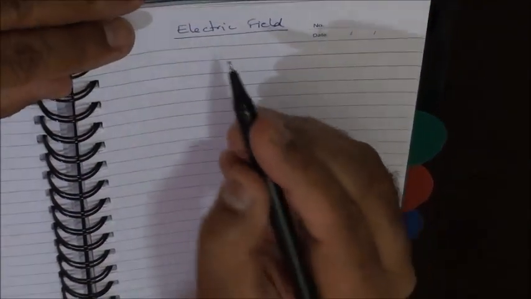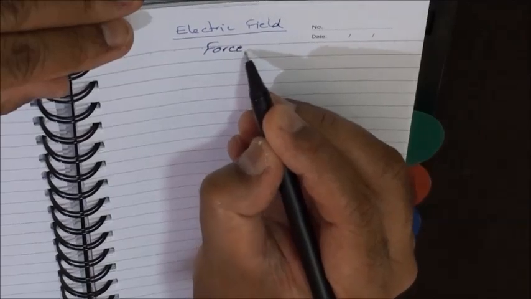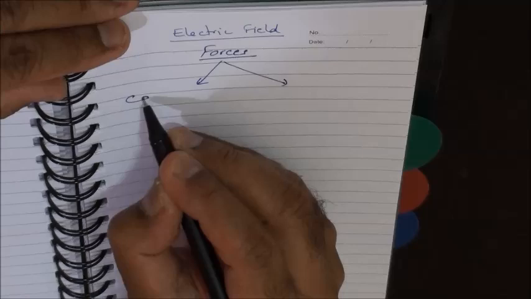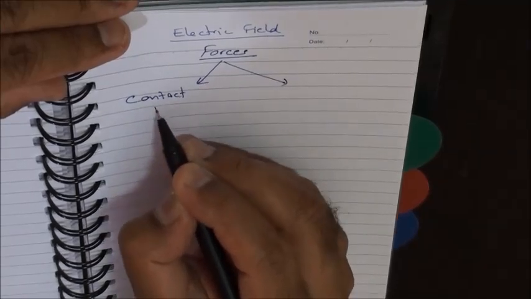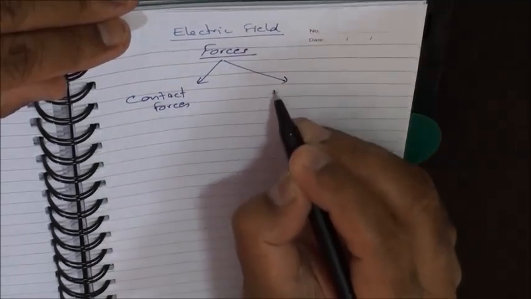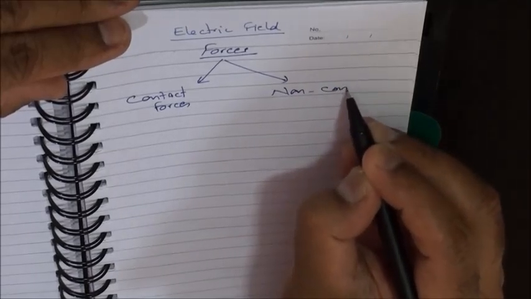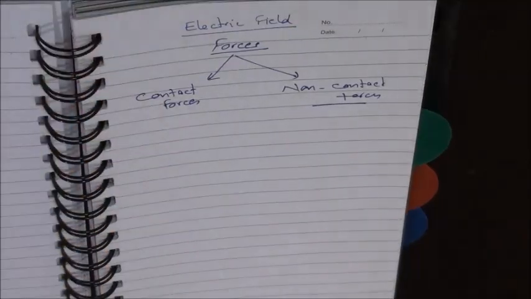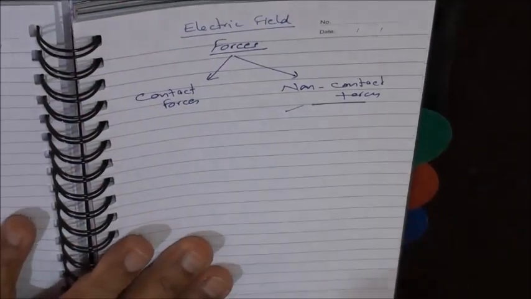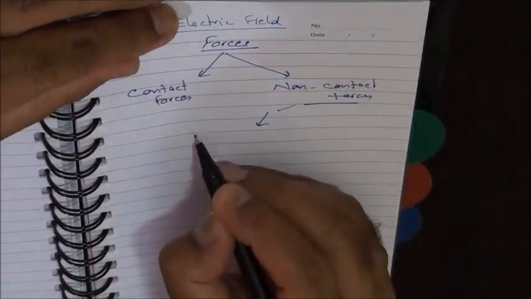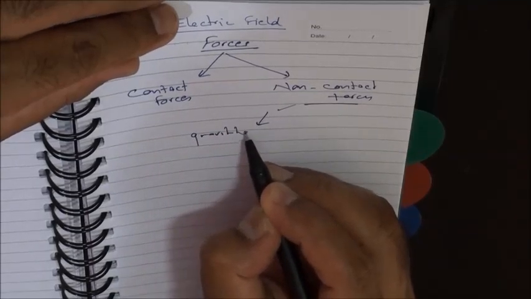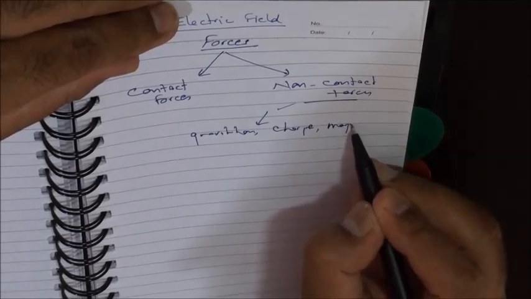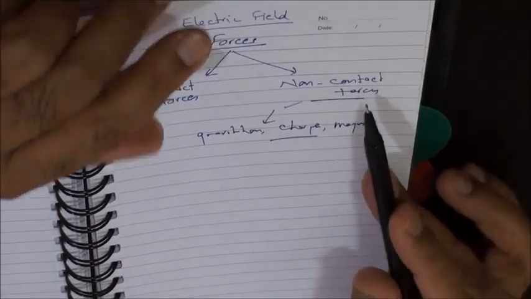We have discussed the forces. One way of classification is contact forces and another one is non-contact forces. The electrical forces come in this category: gravitation, force between charges, force between magnets. All these forces are non-contact forces.